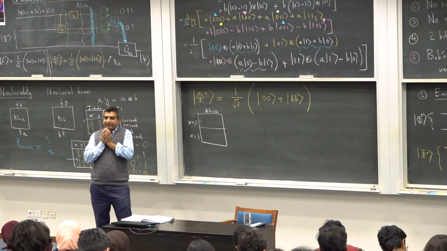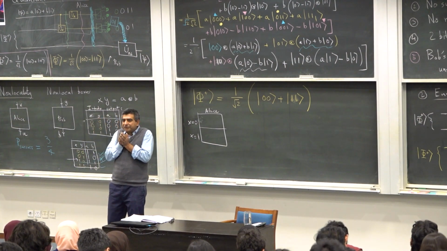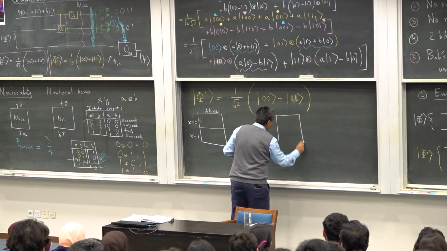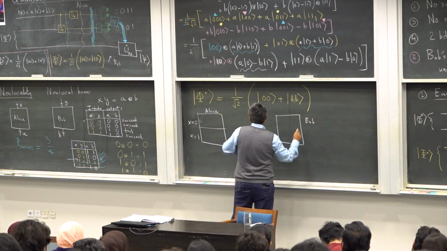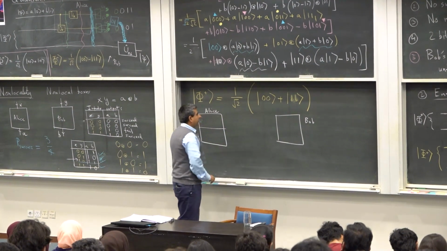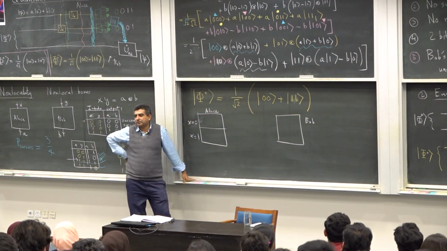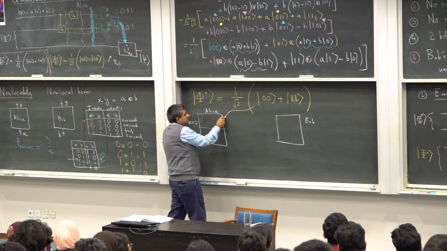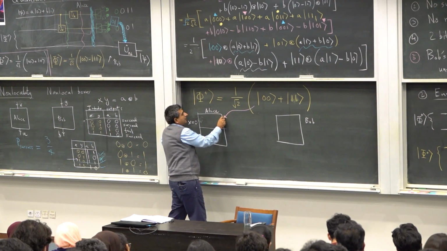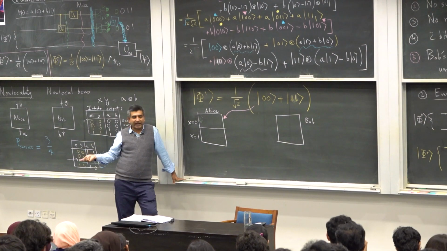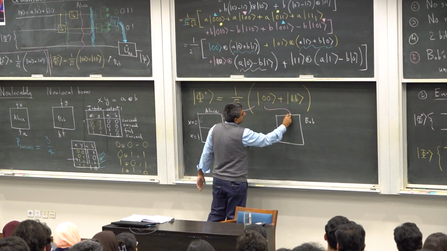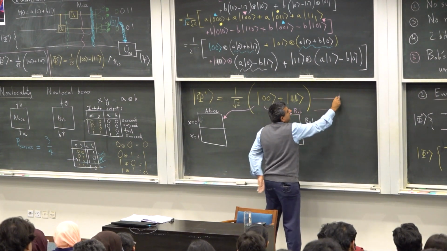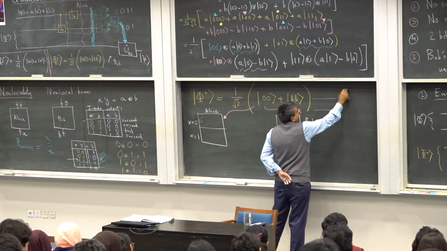Now Alice decides... Let me first draw this. This is Bob's box, Alice's box. How many qubits do we have here? 2 qubits, and they are entangled. Say the first qubit goes to Alice, and the second qubit goes to Bob. So this has 2 qubits. One goes to Alice, the other goes to Bob.